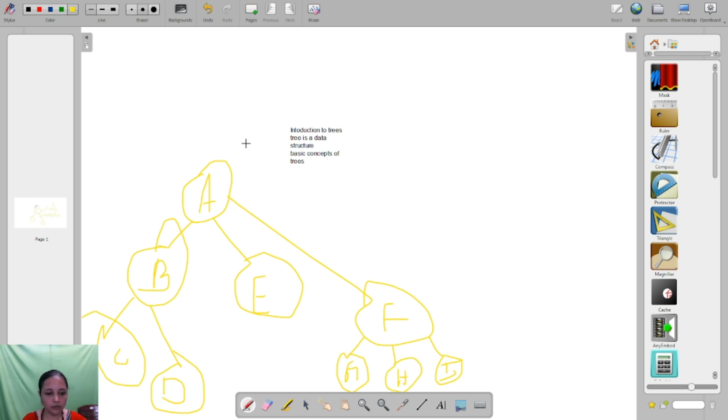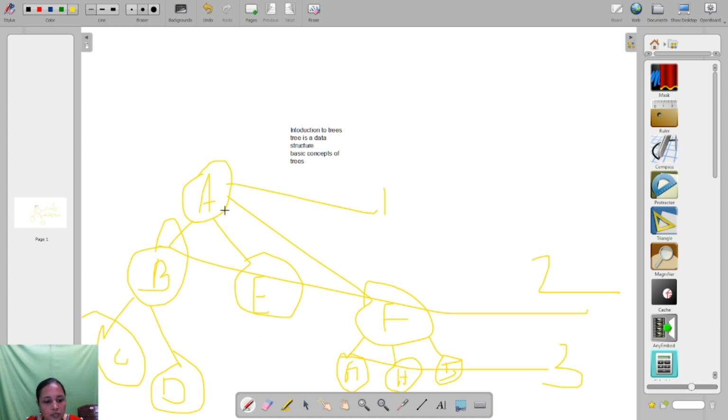Here we are going to classify. This one is level 1, this one is level 2 and this one is level 3. Here we will find out which one is the parent node, which one is the child node, which ones are siblings, and which are leaves and internal nodes.